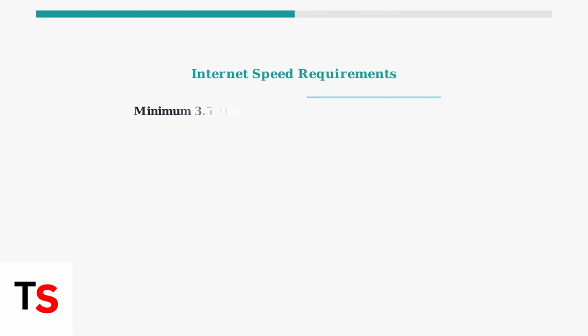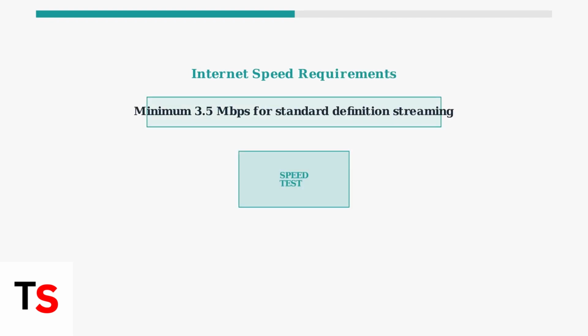For optimal streaming performance, ensure you have a download speed of at least 3.5 megabits per second for standard definition content. Higher speeds are required for HD and 4K streaming.